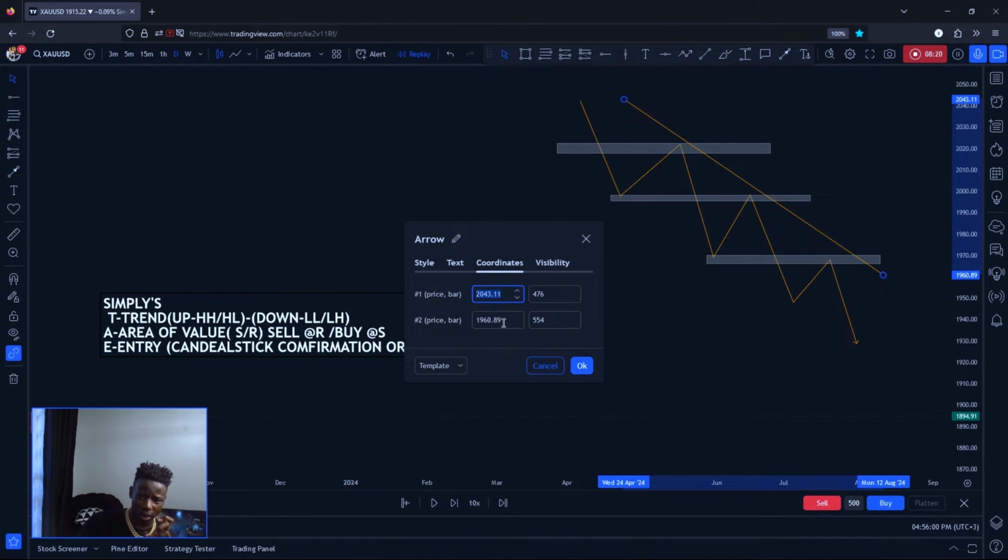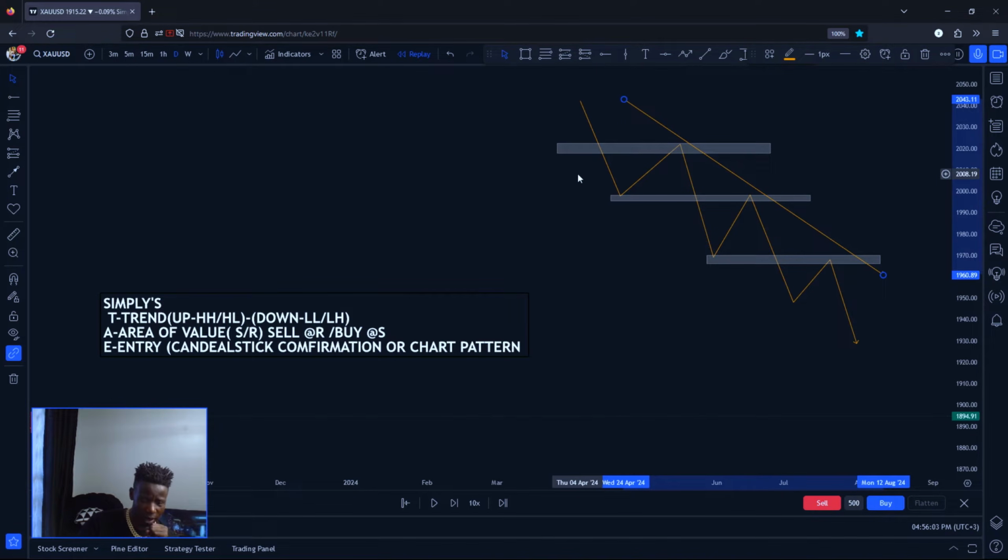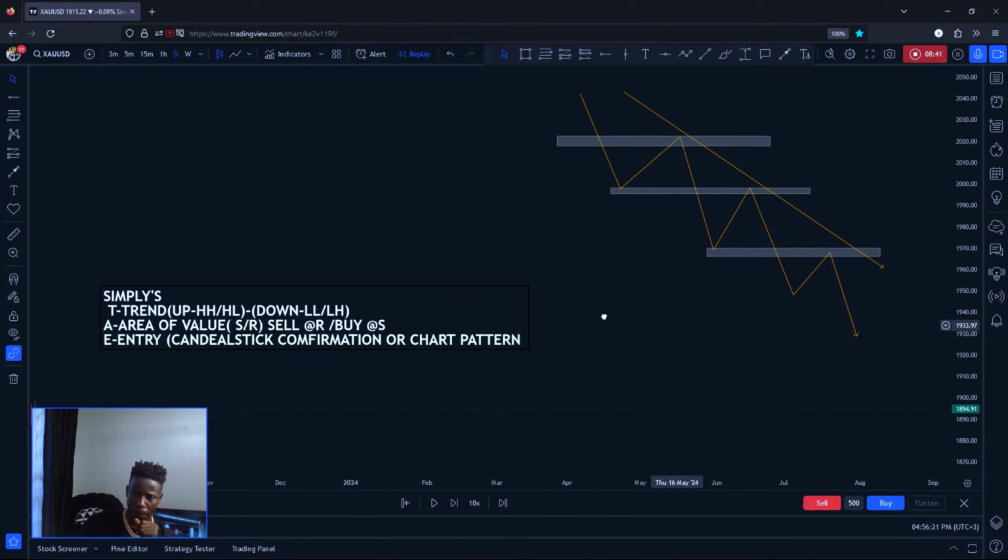Next step, area of value. What is the area of value? The area of value is the support and resistance. If we are in a downtrend, we are going to be selling the market. We are not going to be selling from the support, but from the resistance. We wait for the market to move from the support toward the resistance and sell that market.